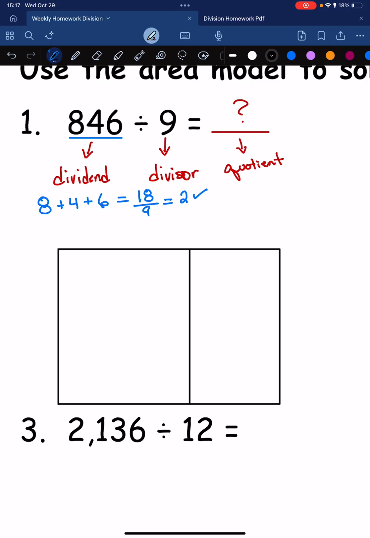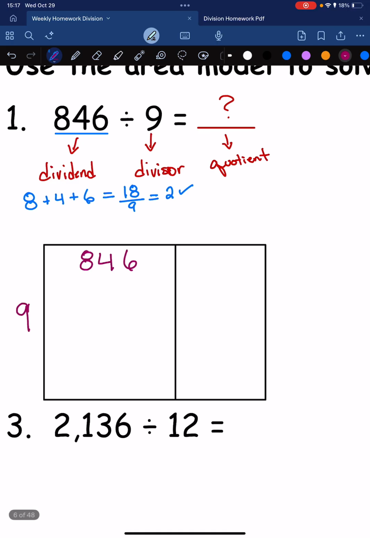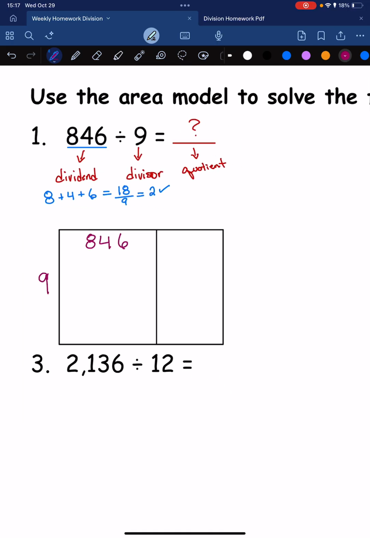So our dividend goes here inside the box. And our divisor goes to the left of the box, just like if we were going to write this in traditional long division, we would write 9,846. Okay. So 846 goes inside the box, our dividend, and 9, our divisor, goes outside of the box.